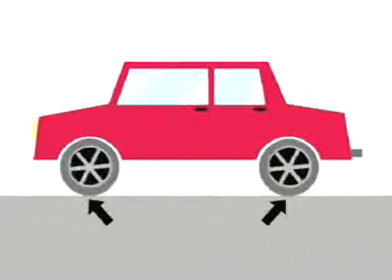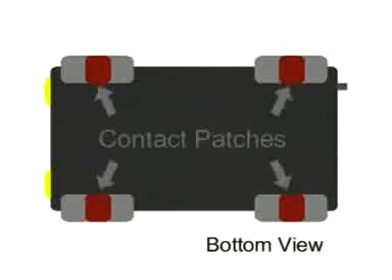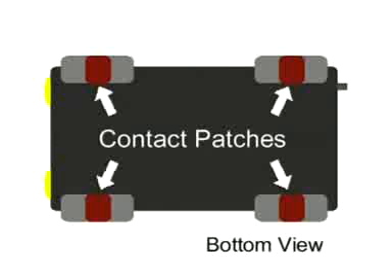Your ability to stop and steer all comes down to 4 small patches of rubber, each about the size of your hand, where your tires touch the road. If you want to control your vehicle, it's crucial to understand what happens to your tires' contact patches while you drive. When you brake or decelerate, for example, the weight of your vehicle shifts forward.